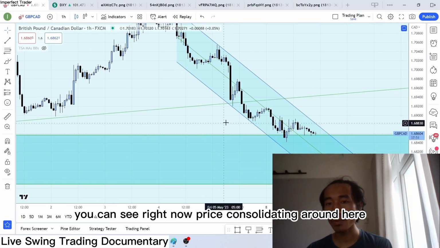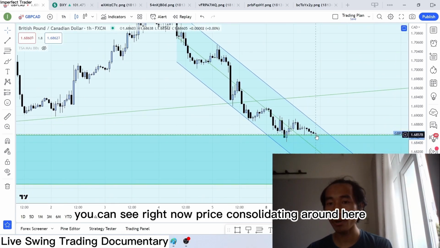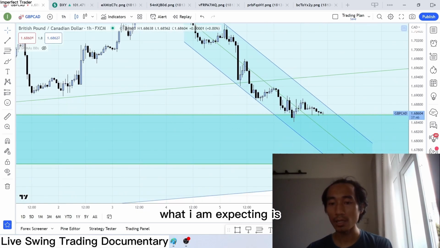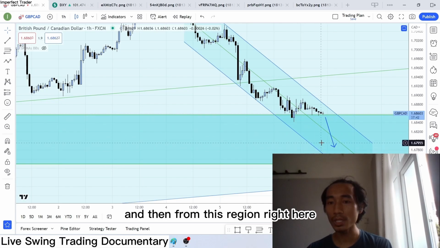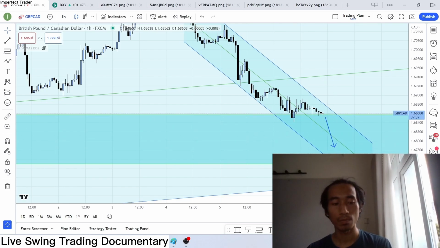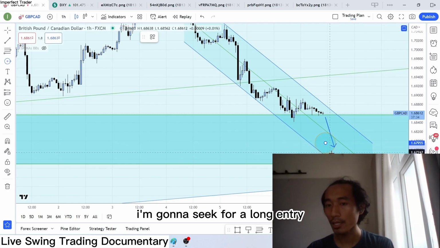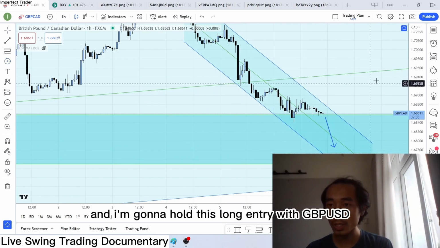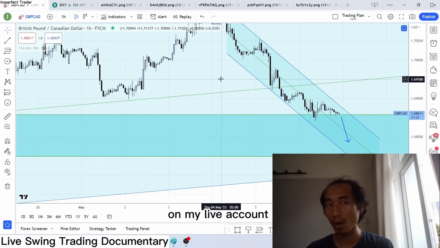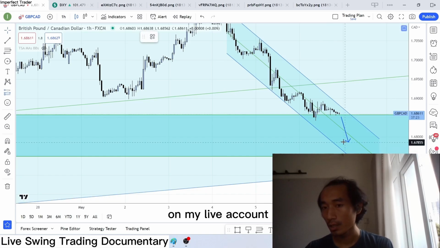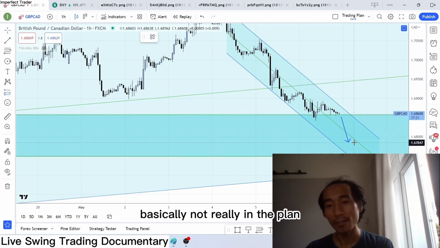You can see right now price is consolidating around here. What I am expecting is it's going to go down a little bit more, and then from this region right here, I'm going to seek a long entry, and I'm going to hold this long entry with GBP USD on my live account. CAD is basically not really in the plan.